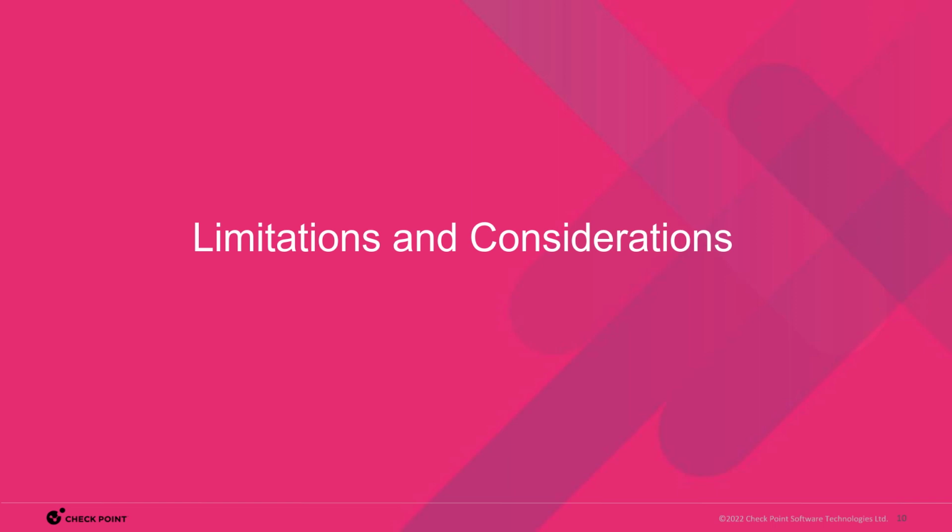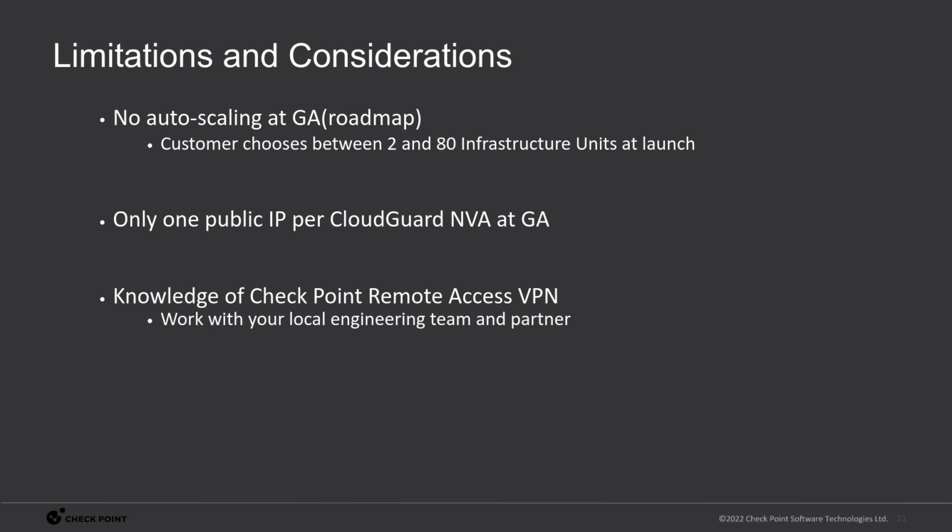Thanks, John. Appreciate it. All right, so real quick on limitations and some considerations. This is a relatively short list. As mentioned before, there is no auto scaling at the moment within the hub. So that's where we talked about having to decide upfront how much throughput you expect, how many users you expect to possibly come through this architecture. You can choose between 2 and 80 infrastructure units at launch. Only one public IP. This is a carryover from previous demos, but it's still relevant here, just so you're aware. Only one public IP per CloudGuard NVA.